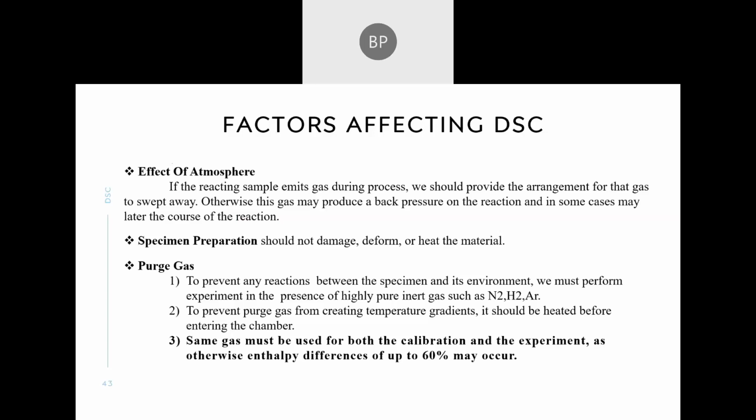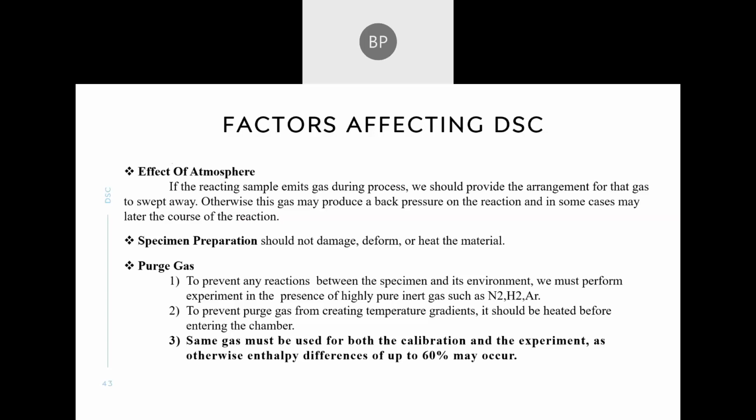So the remaining space is left itself, and if we fill it with atmospheric air, then the oxygen present in the atmosphere might react with the material, and it can cause oxidation reactions which are not required by us. So that's why, to prevent this, what we do is we fill the crucible with an inert gas, so that there won't be any reactions.